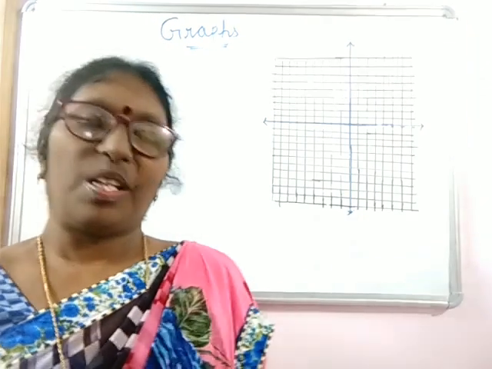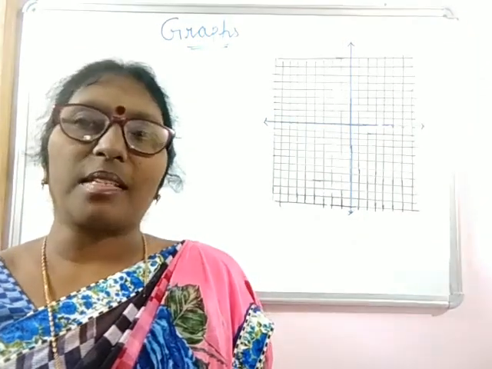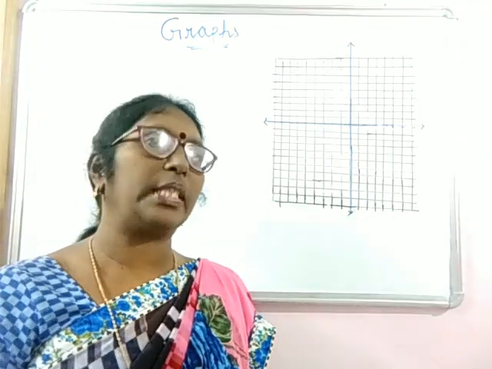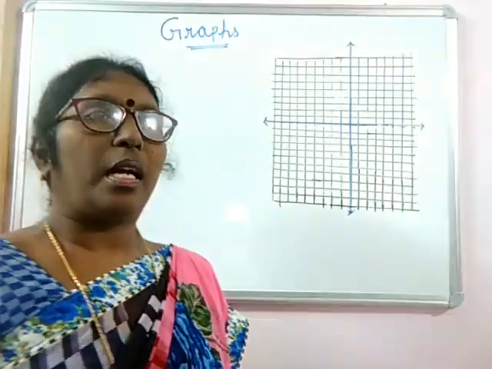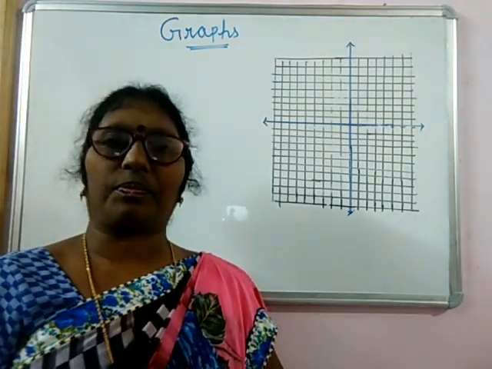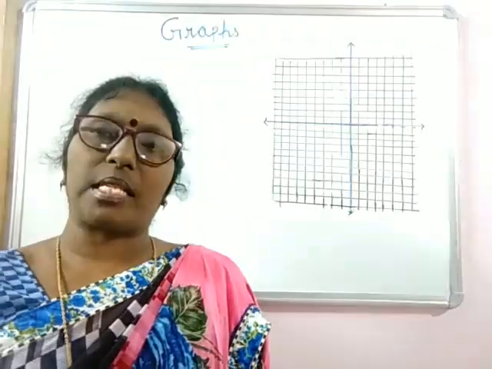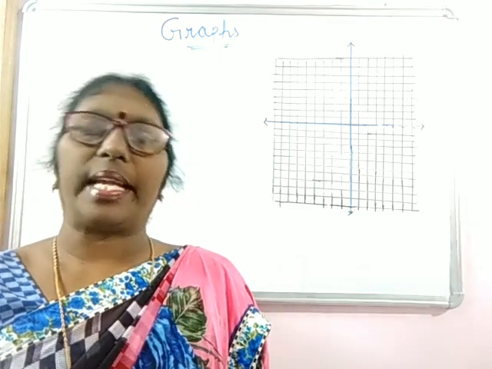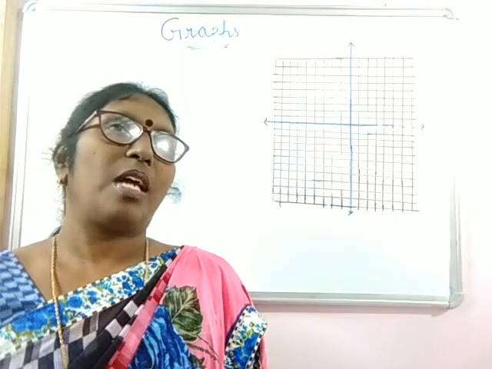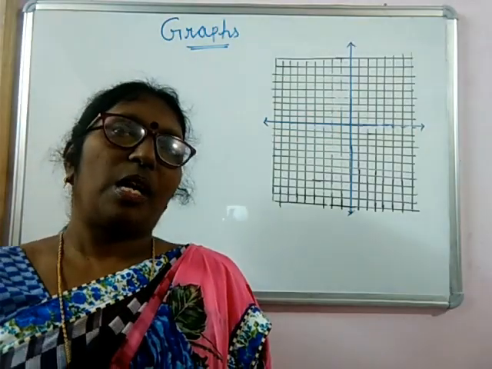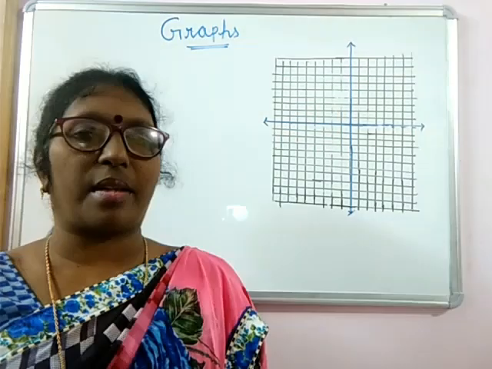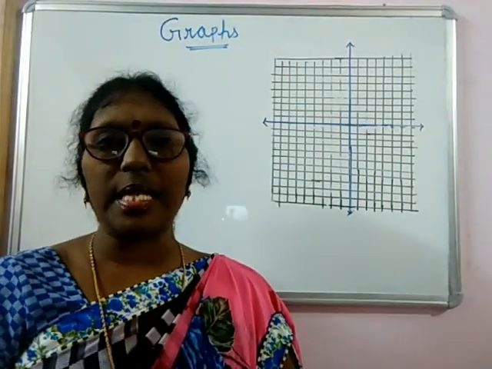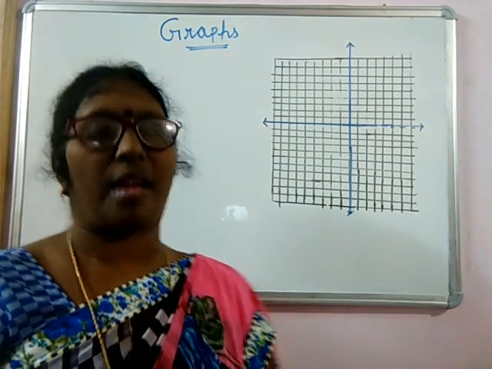Hello, welcome. Today let us have a different type of class. That is chapter graphs you are going to learn today. Here you are going to learn what is x-axis, y-axis, horizon, x-coordinate, y-coordinate, ordered pair, what are the quadrants, what are the ordered pairs of different quadrants, and how to plot a point on a graph paper. All these things you are going to learn in today's class.